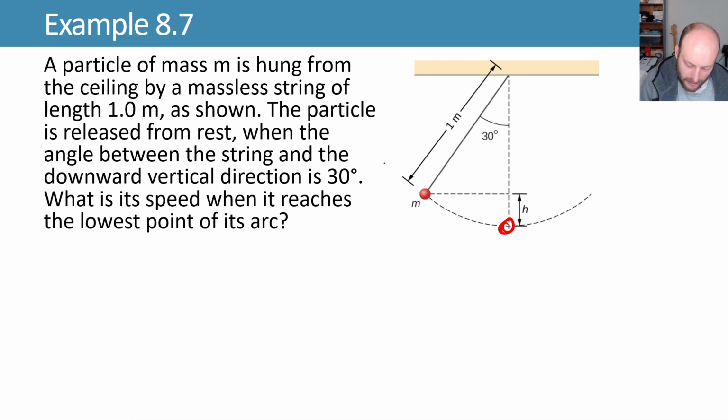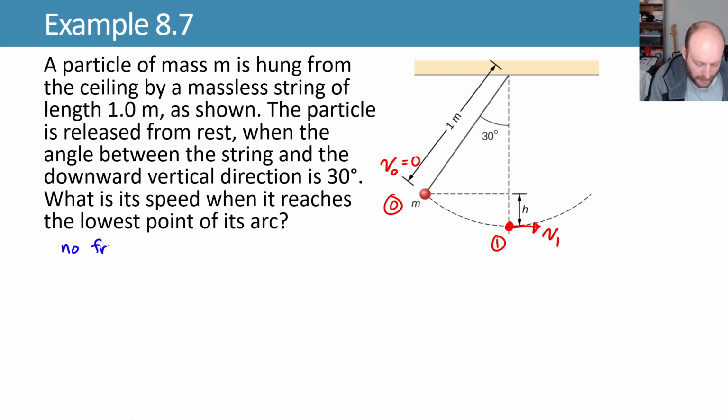We'll start by knowing that we release it from this initial position, which I'll call position 0, at rest, velocity equals 0. Then when it passes through this position here that we'll call position 1, it will have some velocity, v1. We can try and conserve energy and see how far we get.